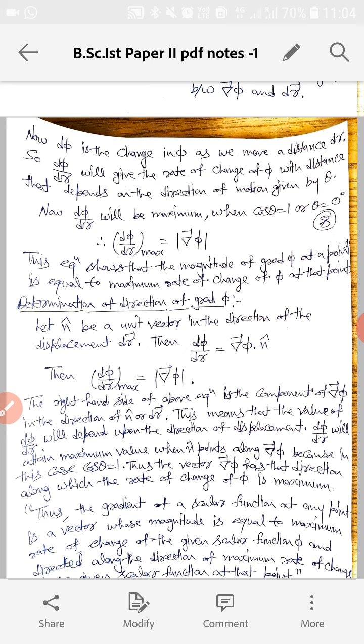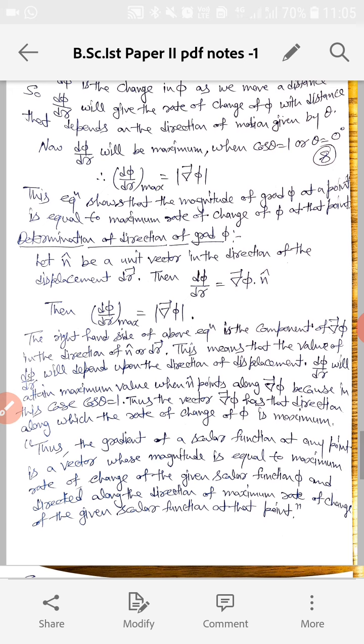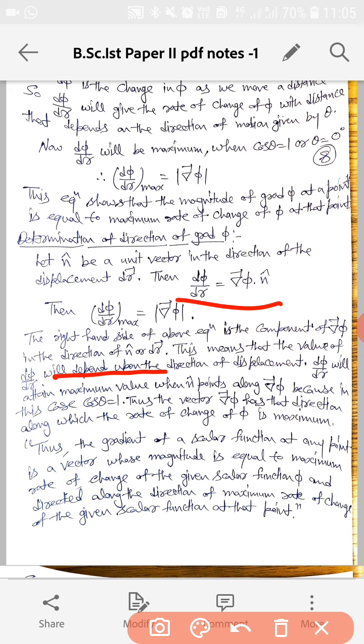And also we have already discussed that the rate of change of phi with respect to r, the maximum value of this is equal to magnitude of gradient of phi. So the right hand side of the above equation is the component of gradient of phi in the direction of n cap or dr.